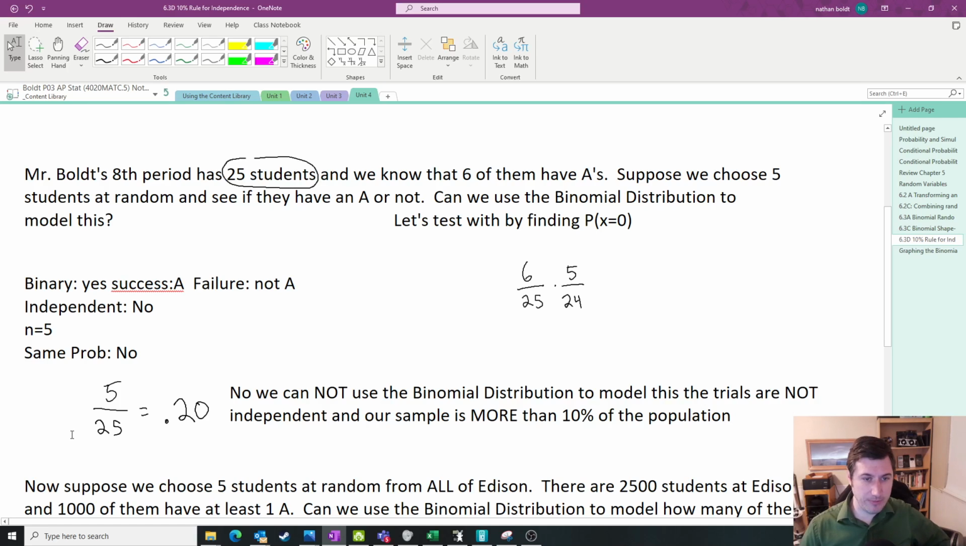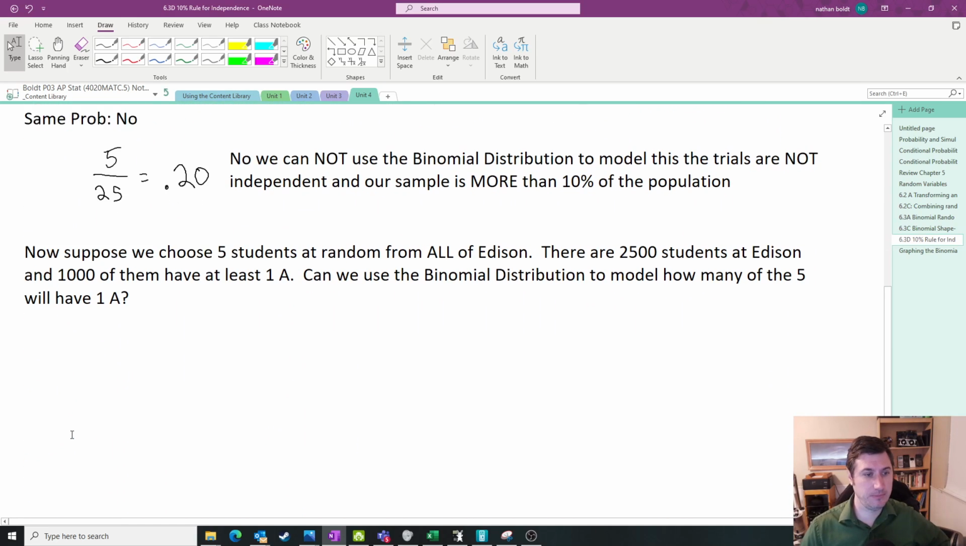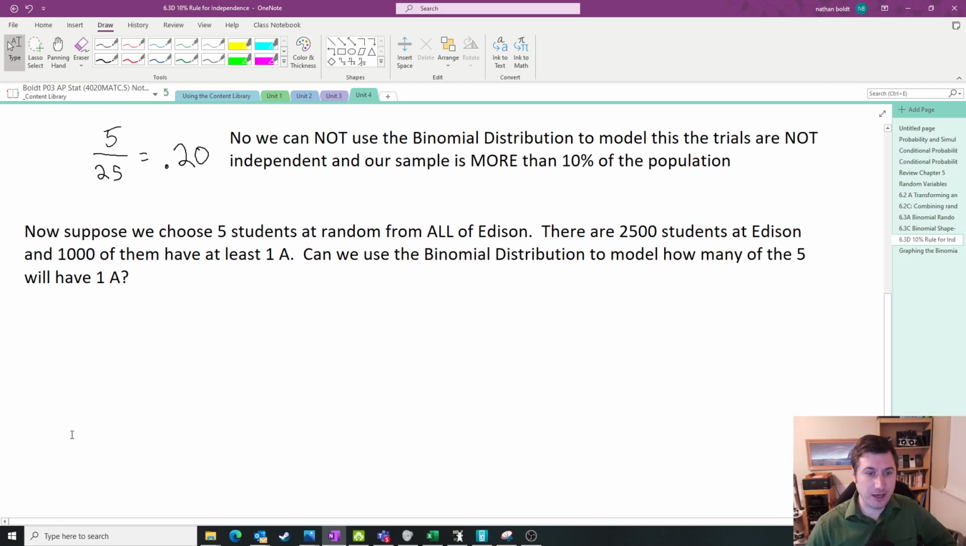Now what if I make my population bigger? Now suppose we choose 5 students at random from all of Edison. There are 2,500 students at Edison. Suppose I rounded a little bit there, but stay with me. 2,500 students at Edison, and 1,000 of them have at least one A. Again, I'm making this up, but can we use the binomial distribution to model how many of the 5 will have at least one A?